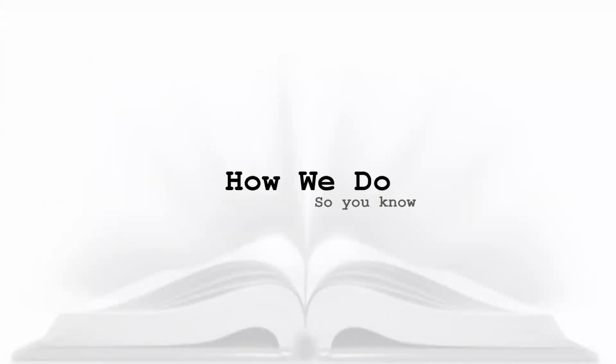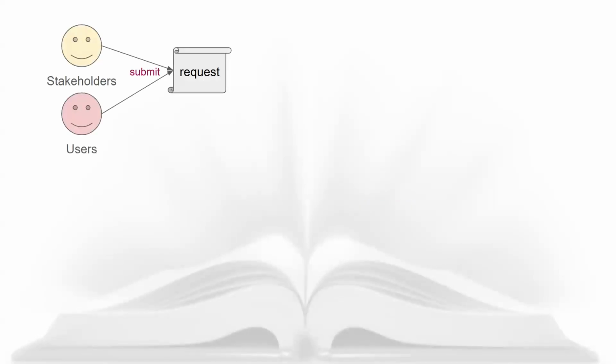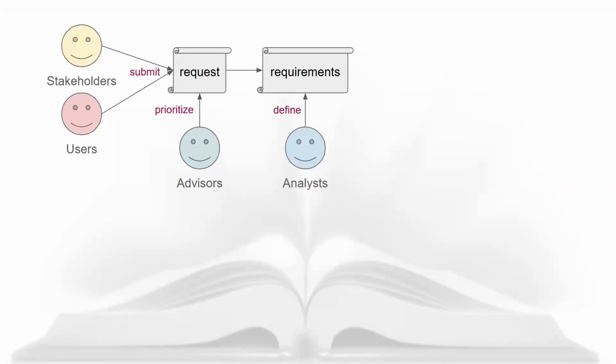So how do we do it? Well, we've got stakeholders, we've got users, and they can make requests. If you're a user or a stakeholder, you can make requests. I'm going to tell you how to do that in a little bit. Then we have an advisory group, and that advisory group will review these different requests, use them for development efforts. And if they make it to the top of the priority list, we're going to turn them into requirements, and we're going to have analysts defining those requirements.